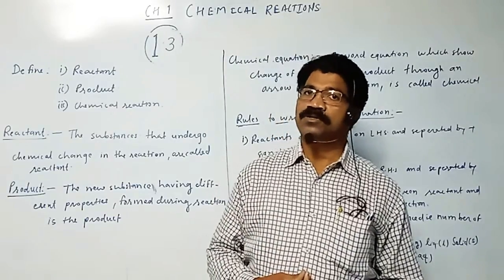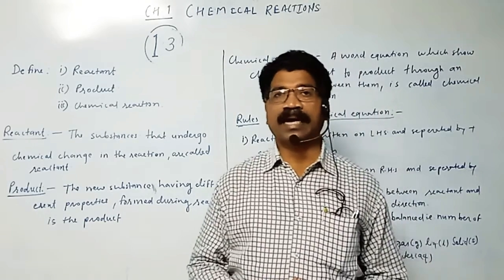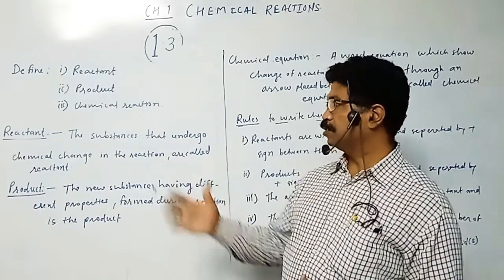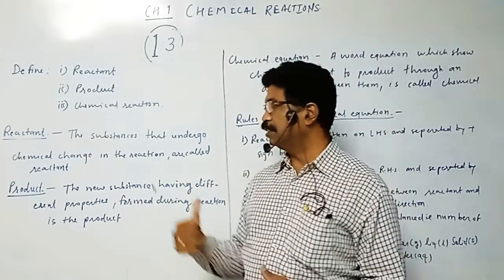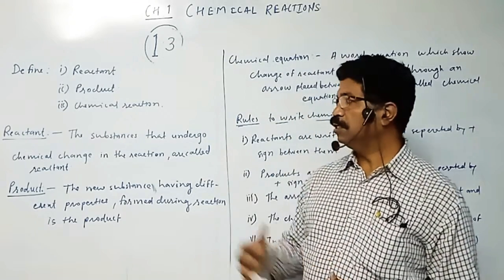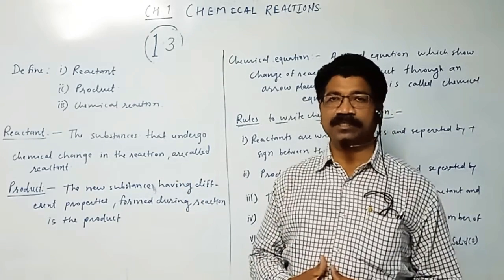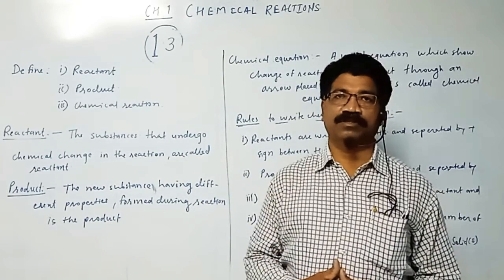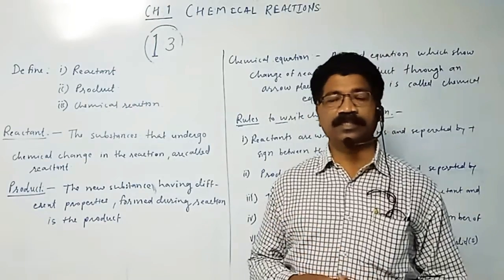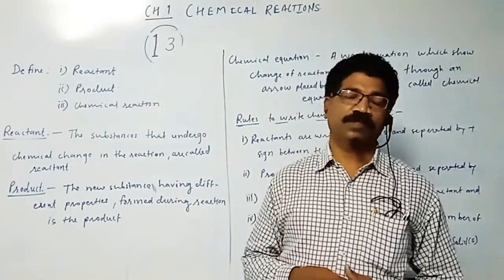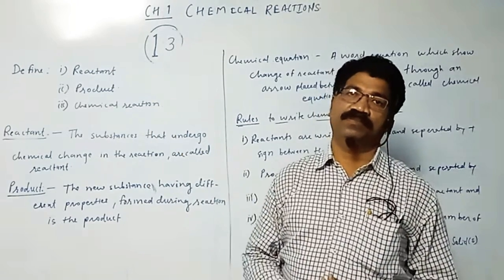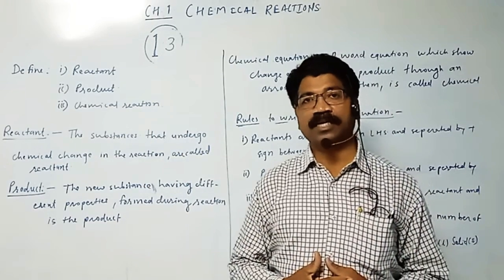So we have to write the chemical reaction. While writing a chemical reaction, we should know the reactant. Now what is a reactant? The substances that undergo chemical change in the reaction are called reactants. For example, in respiration, glucose is supplied from blood to the cell in the mitochondria. Then oxygen comes from the respiration. The oxygen and glucose combine. So oxygen and glucose are the reactants that take part in the reaction called respiration.